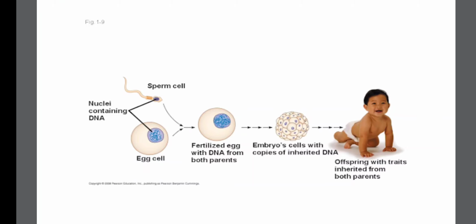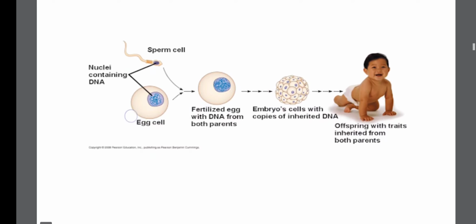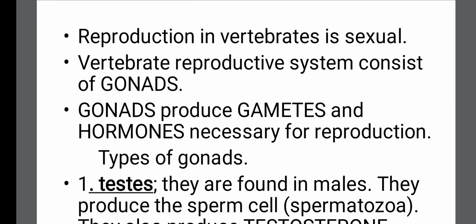Similarly, this is how reproduction occurs in other kinds of vertebrates, be it rats, rabbits, dogs, and so forth, be it fish, the amphibian, the lizards, etc. Let's proceed. Reproduction in vertebrates is sexual.